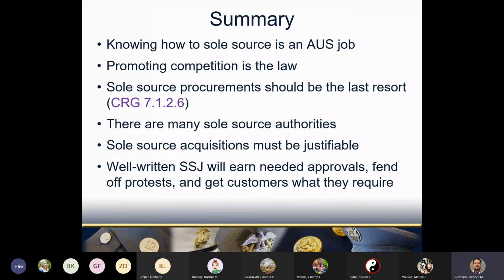All right, so we made a sample SSJ together, and we're going to summarize some key takeaways. Knowing how to sole source is explicitly one of our jobs, and we should be promoting competition, with sole sourcing being our last resort per the CRG. There's a bunch of sole source authorities, and we have to be able to justify it when we do it, because if we have a well-justified SSJ, it's going to get approved, it's going to fend off protests and get our customers what they want.